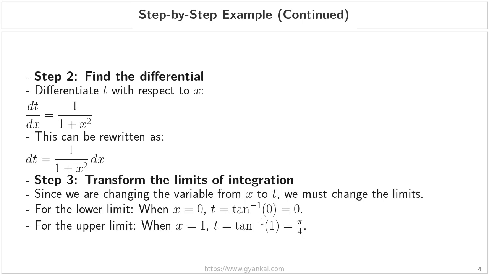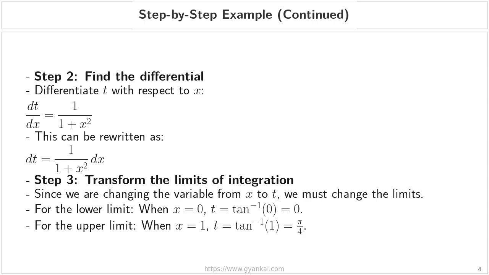Now let's move on to step 3, transforming the limits of integration. This is crucial. Remember, we're changing our variable of integration from x to t, so our limits need to reflect that change. If we don't update the limits, our answer will be incorrect. Let's start with the lower limit. When x equals 0, we need to find the corresponding value of t. So we calculate inverse tangent of 0. The inverse tangent of 0 is 0. Therefore, when x is 0, t is 0.